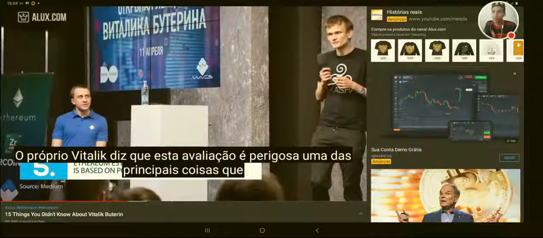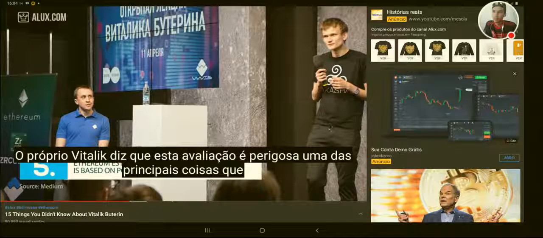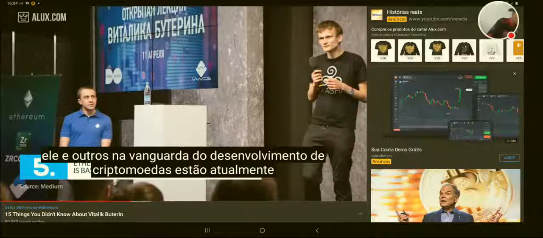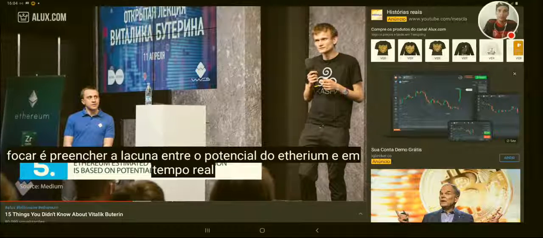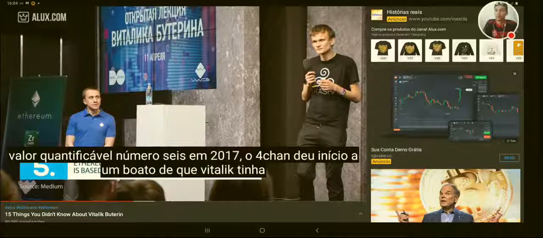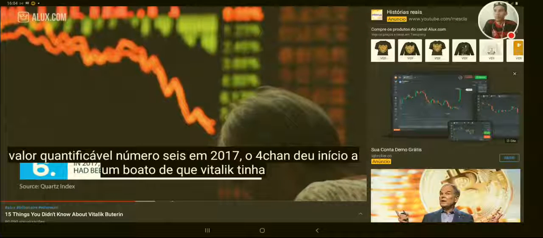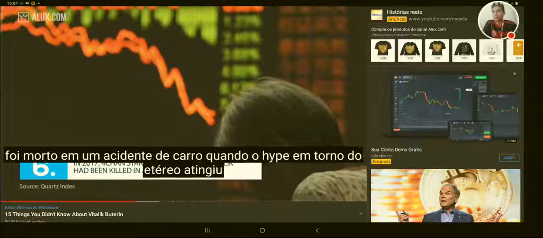However, Vitalik himself says that this valuation is dangerous. One of the main things that he and others at the forefront of cryptocurrency development are currently focusing on is bridging the gap between the potential of Ethereum and real-time quantifiable value. Number 6. In 2017, 4chan started a rumor that Vitalik had been killed in a car accident.